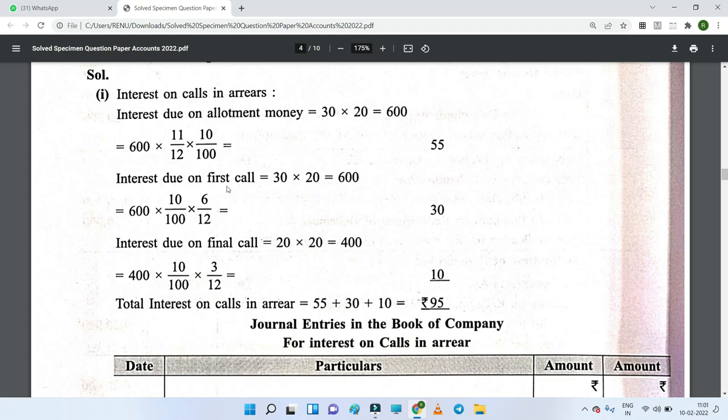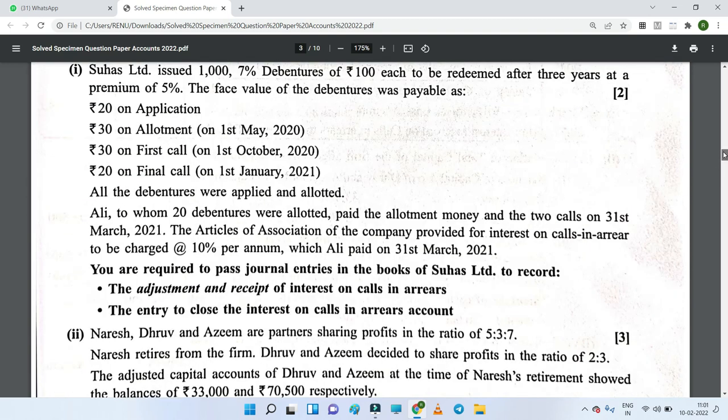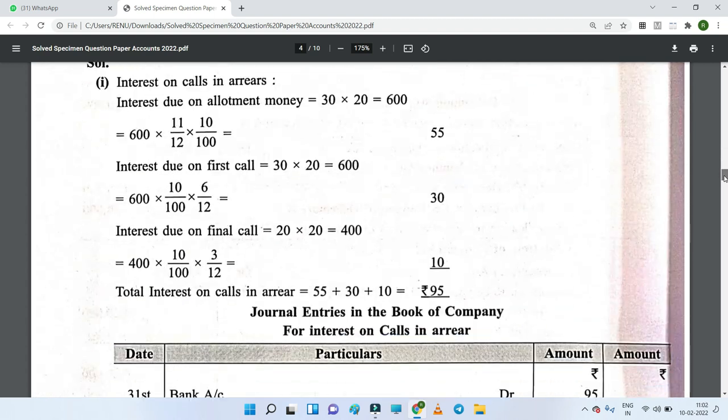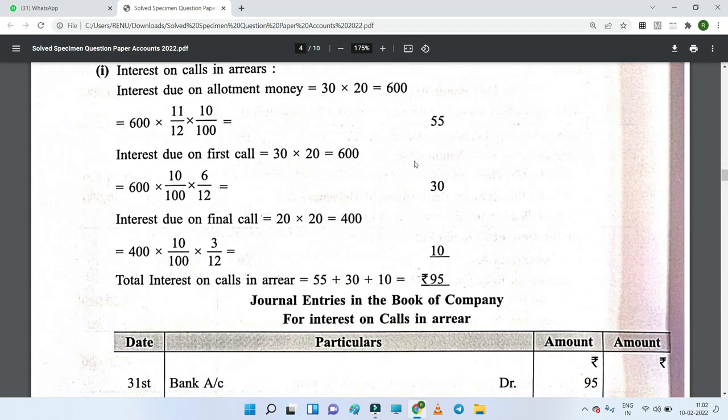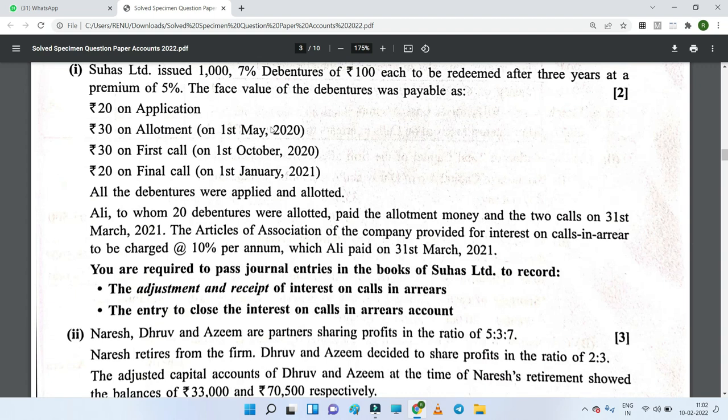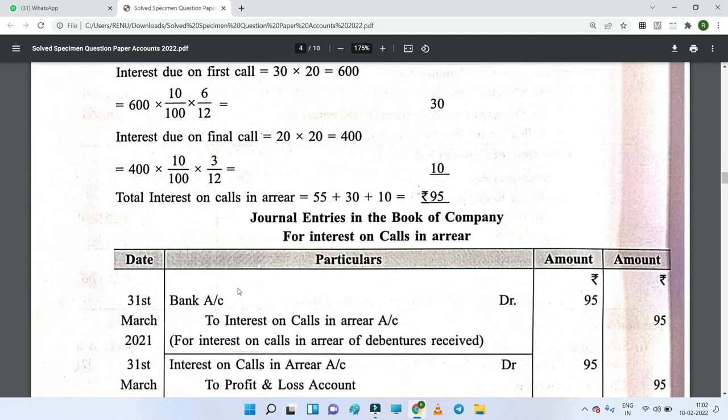In the same way for the first call also, as it remained unpaid for 6 months, because the date provided is that the first call was made on 1st October. So from October till March it is 6 months. For allotment, from May to March it is 11 months. For the first call it is 6 months, so it will be multiplied with 6 by 12 into 10 by 100. So that will be 30 rupees. And for the final call it is 3 months only, because the call was made on 1st January and it remained unpaid till March. So from January to March it is 3 months. So 400 into 10 by 100 into 3 by 12, it will be 10 rupees.